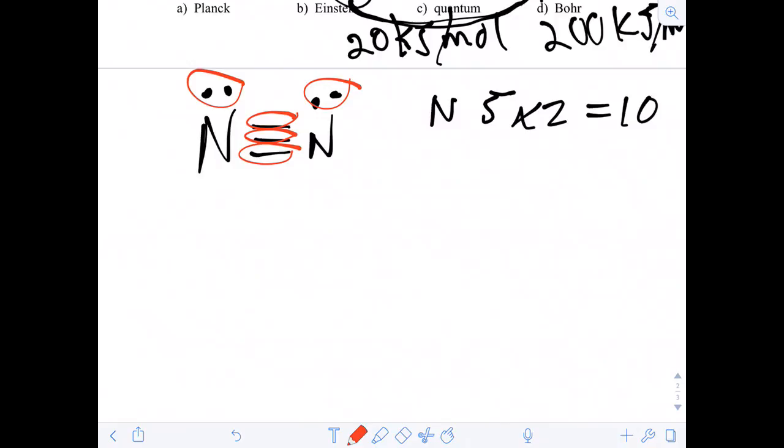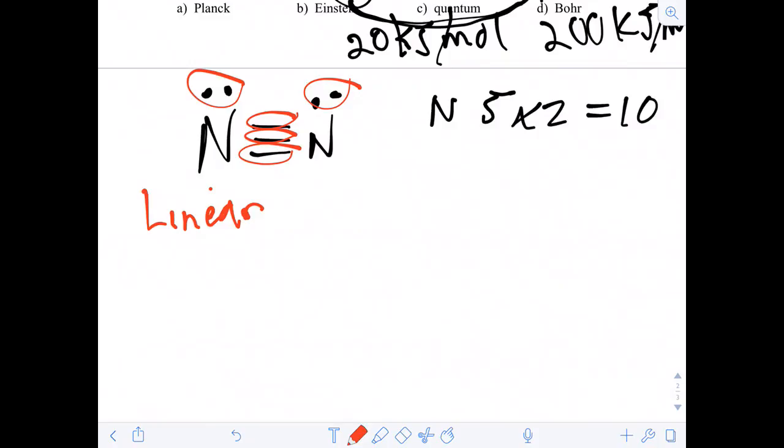Is this linear? What happens when you connect 2 points on a graph? It's a line. So this is linear. Is it polar? It's not polar. Here's why. What's the difference in electronegativities? It's 0. This is a non-metal bonded to a non-metal, right? It's going to make a covalent bond. And in this case, there's no difference in electronegativity, so it's not polar. There's no tug on the electrons in one direction or the other.